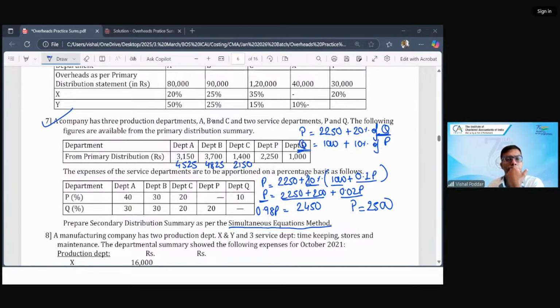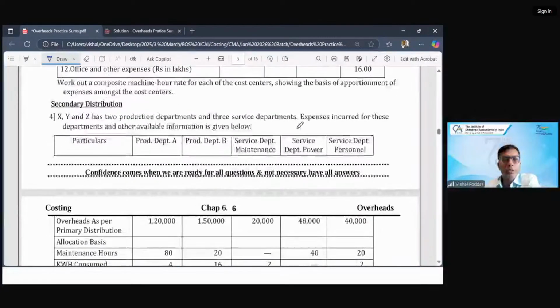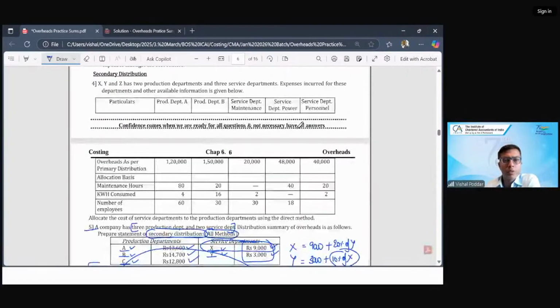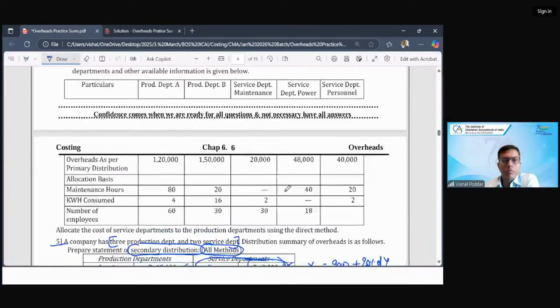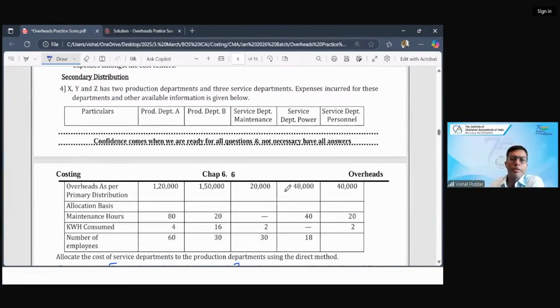ठीक है. So students, have you all got the simultaneous part? Now, let me take you to a few more exam questions. Now, this is a good one. Question 4. Please read. This is again on secondary distribution.